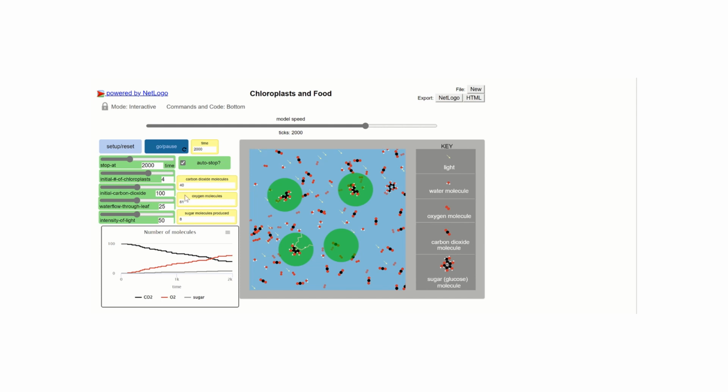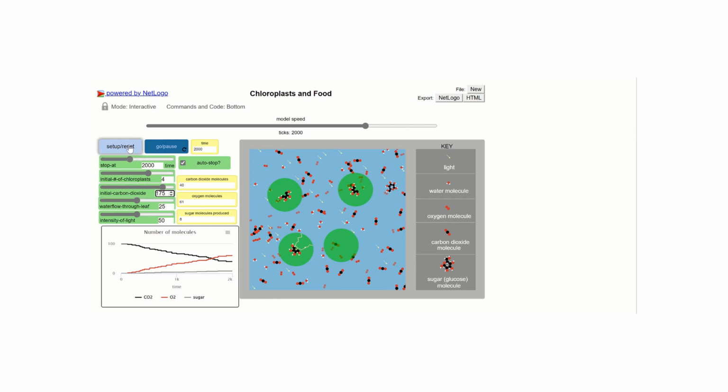How much oxygen did we make? There it is right there, 61 molecules. Not bad. How much sugar did we make? 8 molecules. Not bad. So that's with our initial settings. Now let's try increasing the amount of carbon dioxide that's going into the chloroplast. It started at 100. Let's increase it, say to 175. Everything else will stay the same.